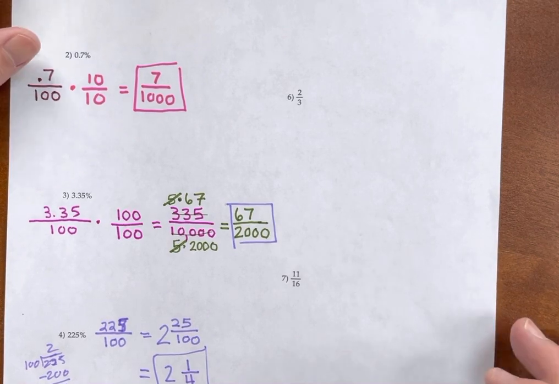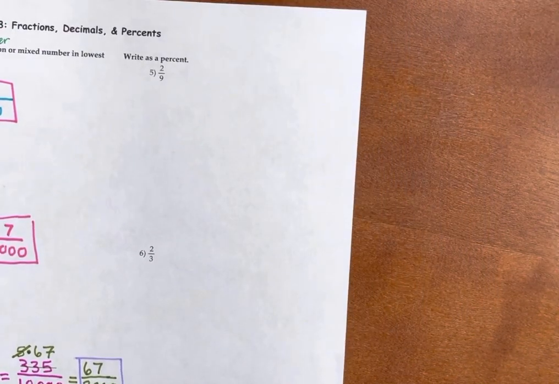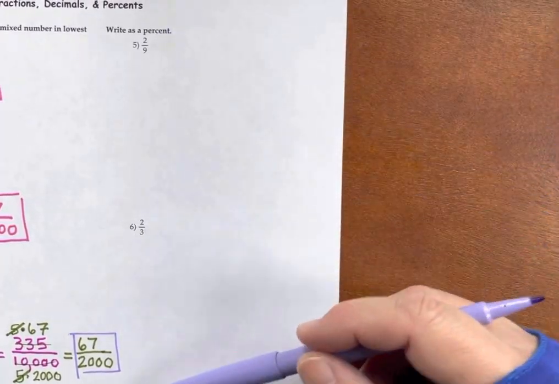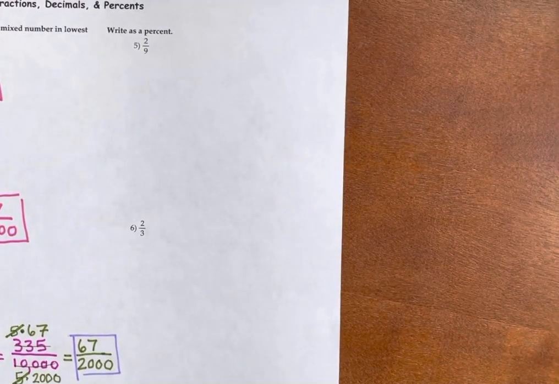Okay, let's try the next column. They're probably going to have us go the other direction now. That's what they usually do. Okay, these are fractions, yes, and they want them as percents. So, as we talked about in the last review video, to change fractions to percents, we need to multiply by 100%.